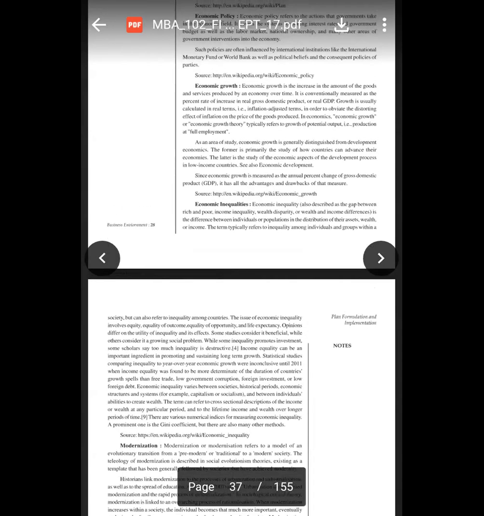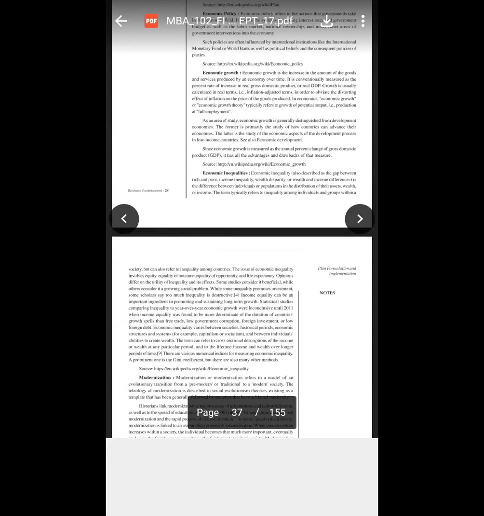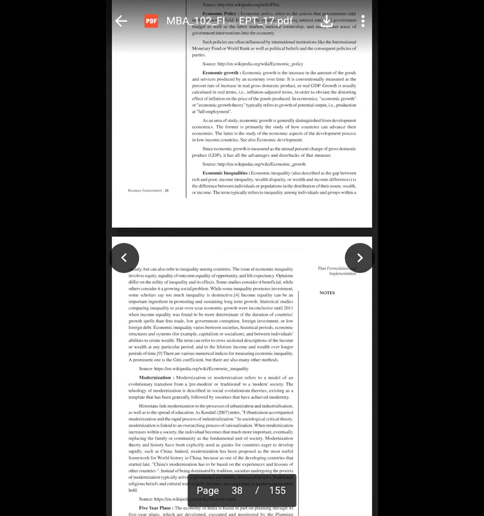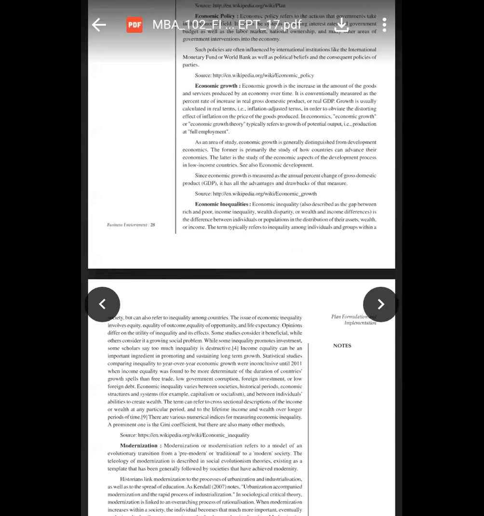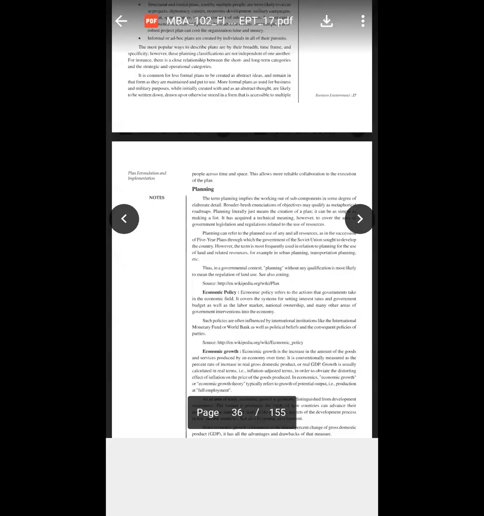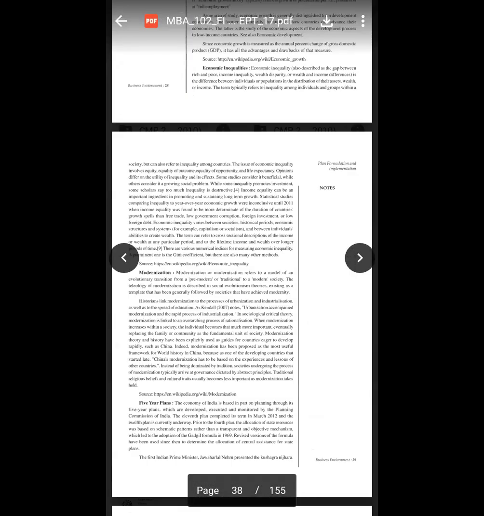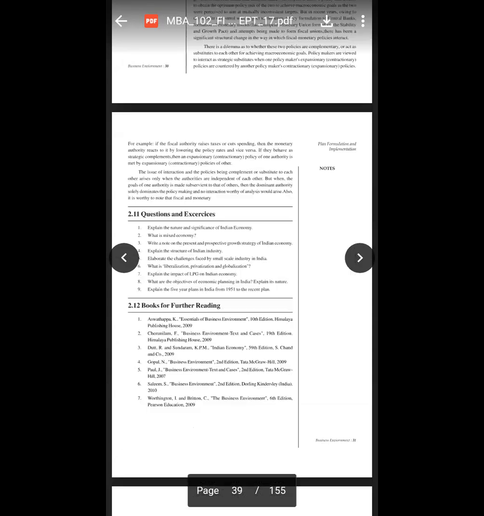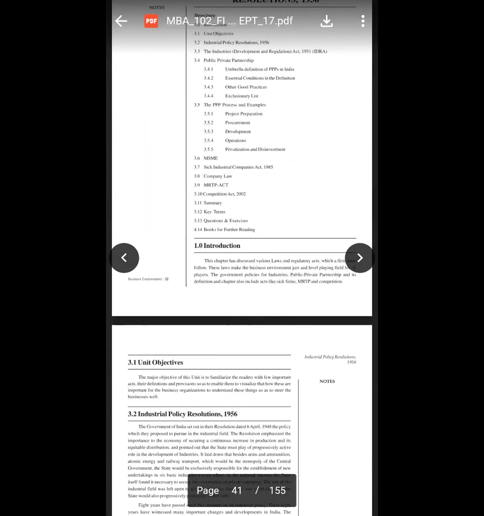see, industrial policy and resolution started in the year 1956. Okay, the government of India has set out the resolution dated 6th April 1948, the policy which they propose to pursue in the industrial field. Okay, now they have given more focus on the industrial development. In industrial development, we are going to see the main focus for the development of industries in India.